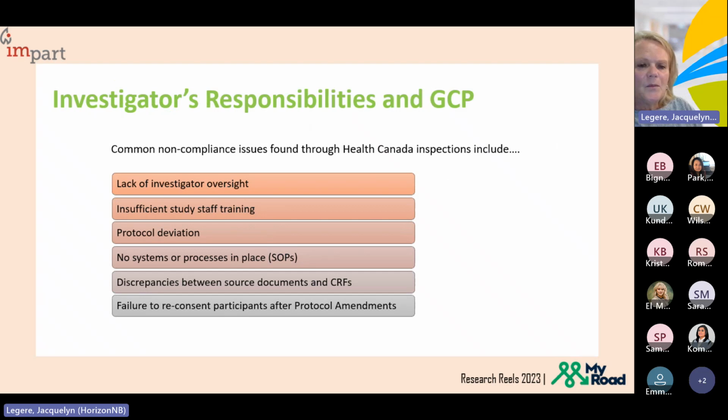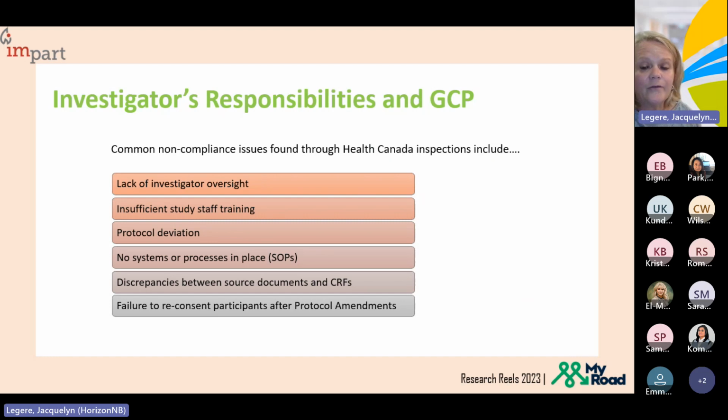Investigators' responsibilities in GCP. Some of the non-compliance issues that came up in Health Canada inspections include lack of investigator oversight. They can tell if there are physical assessment exams that the principal investigator was supposed to do and they didn't sign on the bottom of the page. They don't have their initials next to lab values. Looking at those types of things and signing and dating them is really a good indication that the principal investigator is watching what's happening to their study patients.